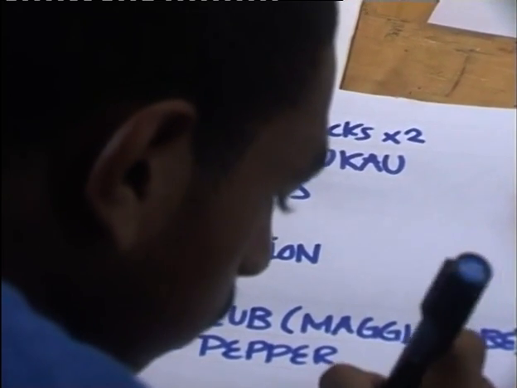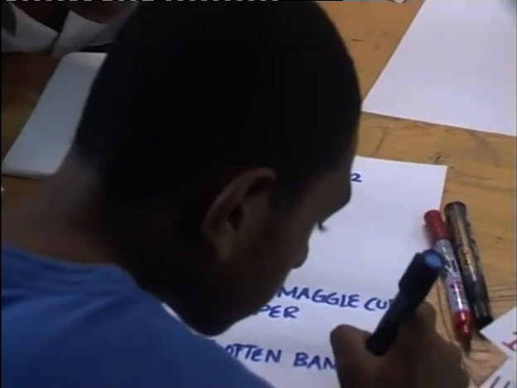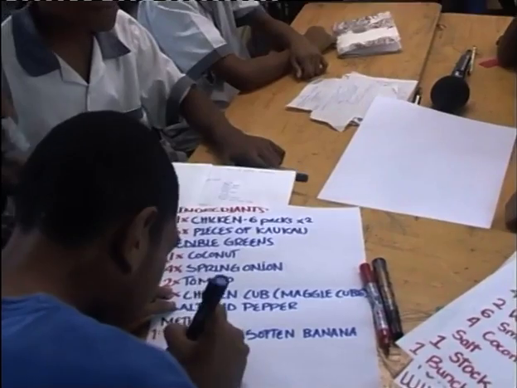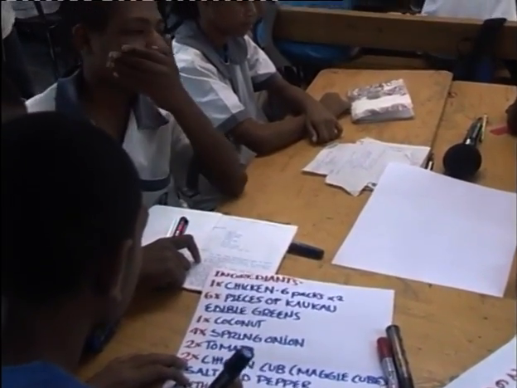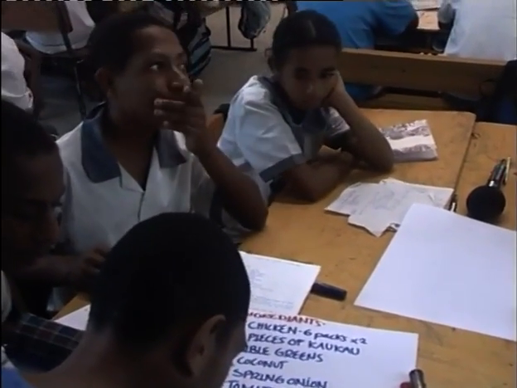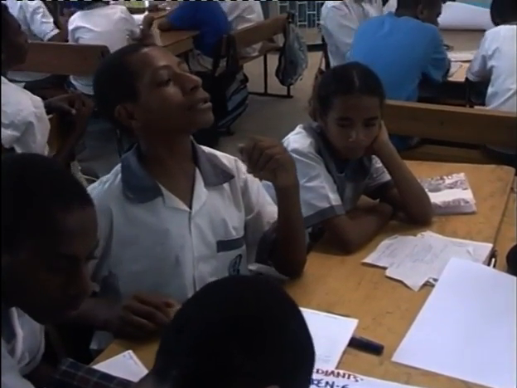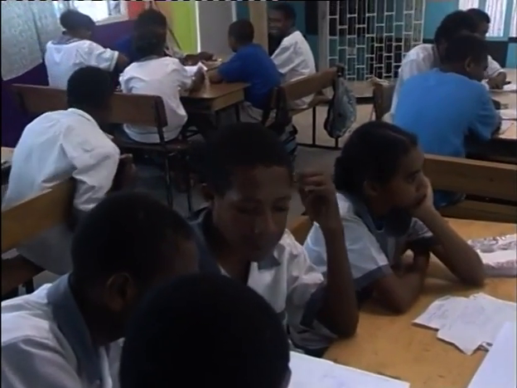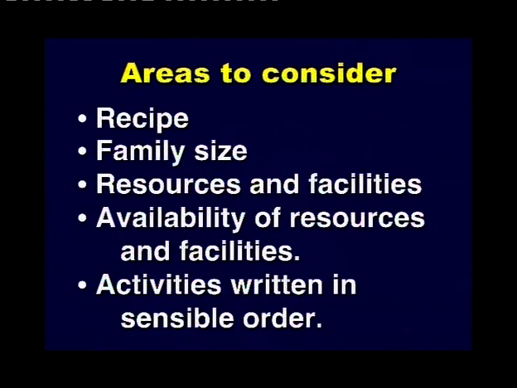Family size, you just write a family of what? Yeah, how many in the family? Okay. Now you should have 2 papers, so you don't wait for one person to do it. One works on 2 or 3 work on family size, resources and facilities. Another 3 work on availability of facilities. Now, availability of resources and facilities, you've done that already, yeah?